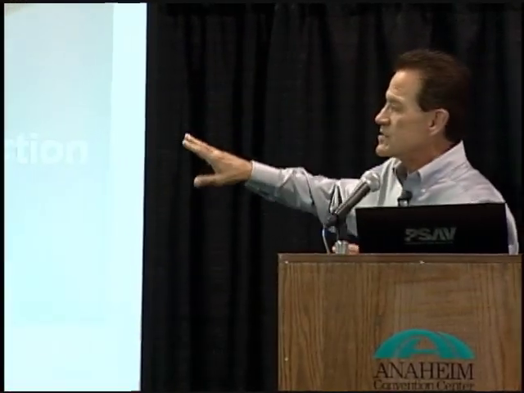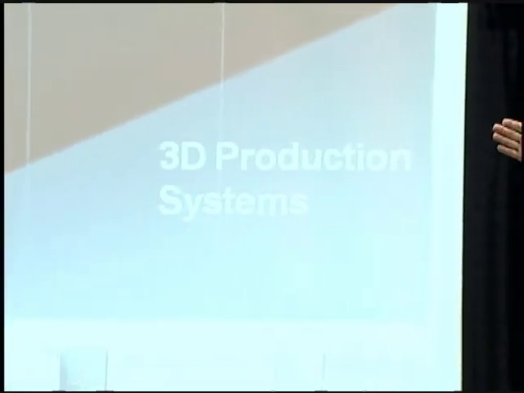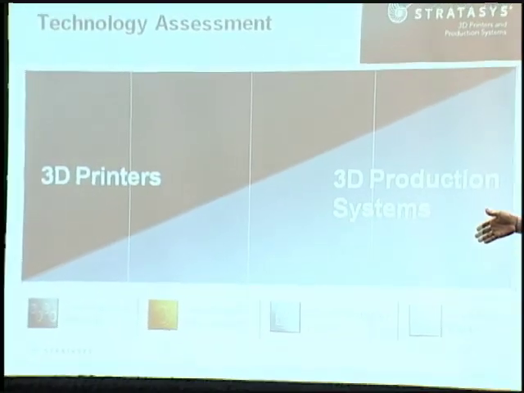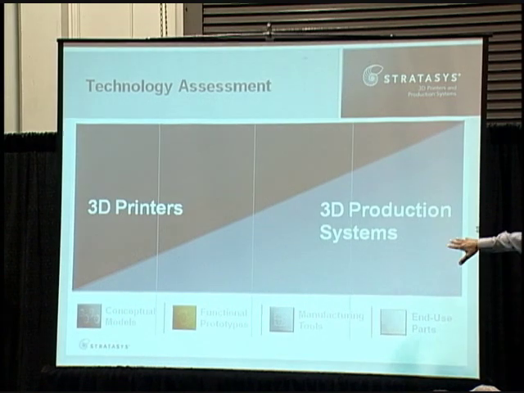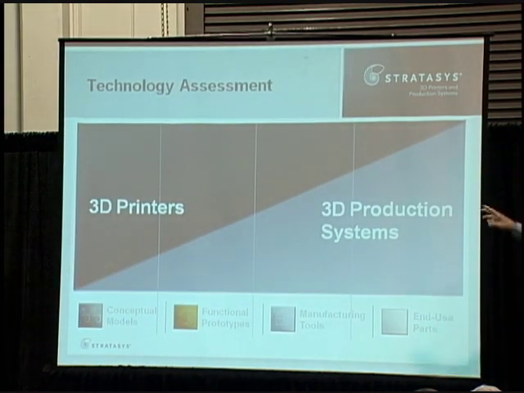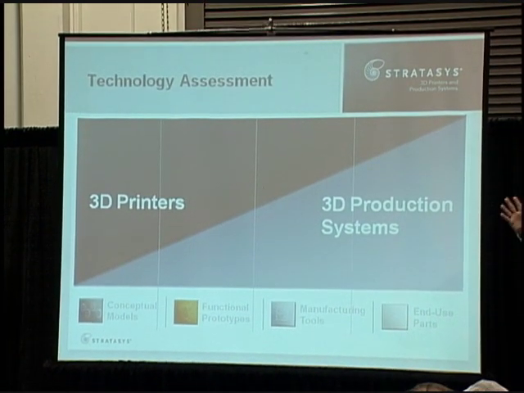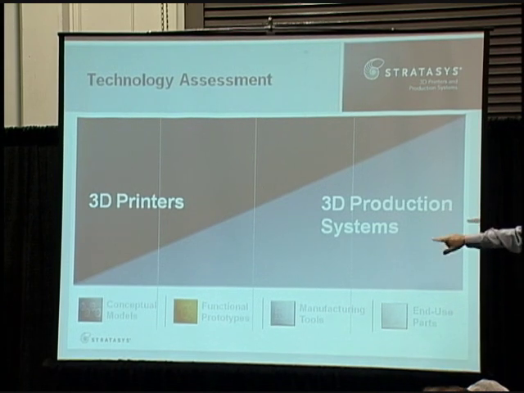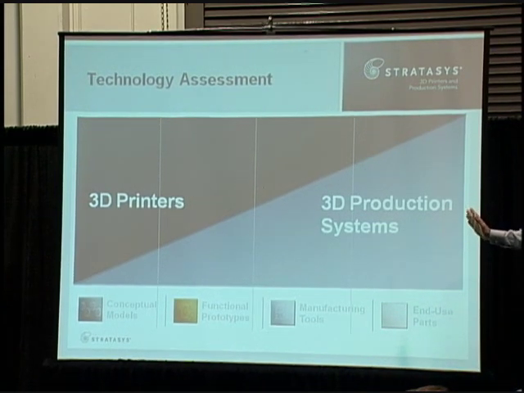3D printers, and you can see the lines skew across, are typically used in concept modeling and functional prototypes. Even though people do DDM and end-use parts with them also, your productivity systems are typically geared for the high-end manufacturing tools and end-use parts, but they're used for RP and functional prototypes, so it's used all across the spectrum.